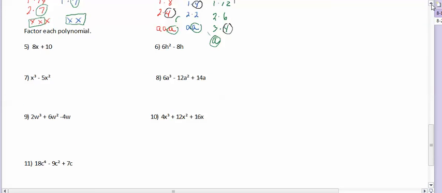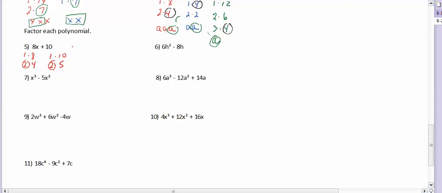Okay, we're going to look at each of the equations and take out what they have in common. Again, you can list them, but hopefully you're getting the idea that you're not going to have to list them. So this one has a 1 and an 8, a 2, and a 4. And this one, 10, has a 1 and a 10, a 2, and a 5. The greatest common factor that they have in common is 2.